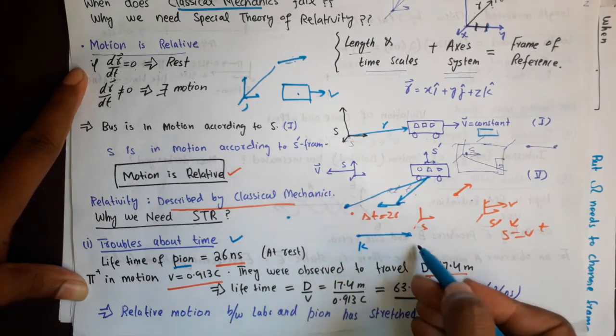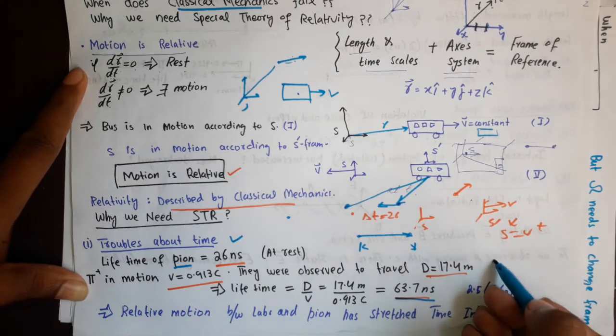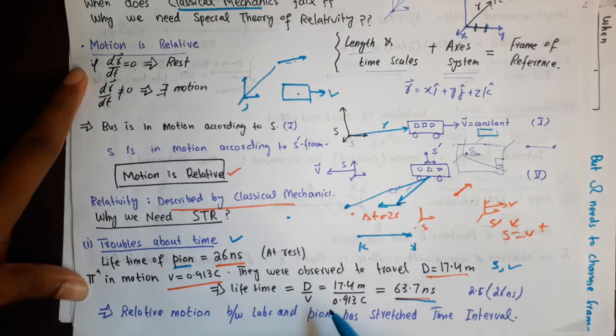If we measure this distance, experimentally it was measured to be 17.4 meters. So this is our distance. We know the speed v, so using the simple relation s equals vt, we can find the time. So time is basically s by v, or d by v. This is the experimental value. So the lifetime is 63.7 nanoseconds, which is almost 2.5 times larger.